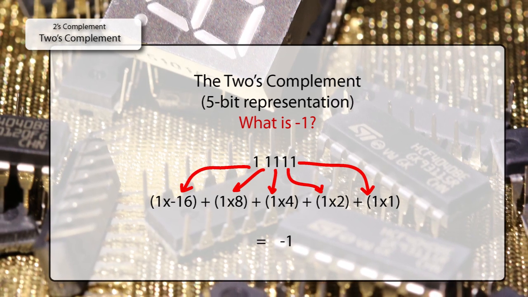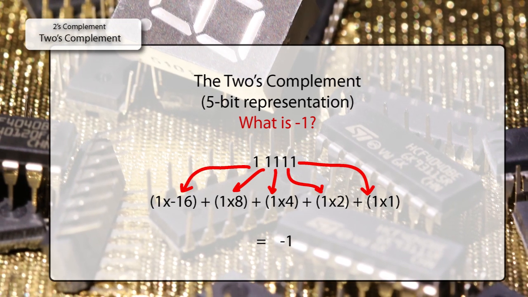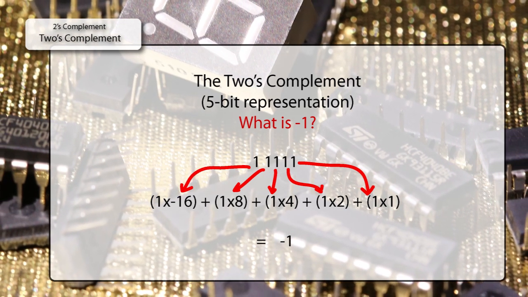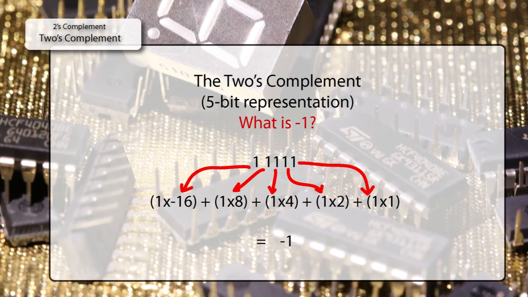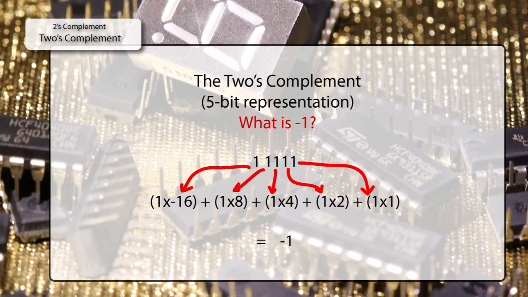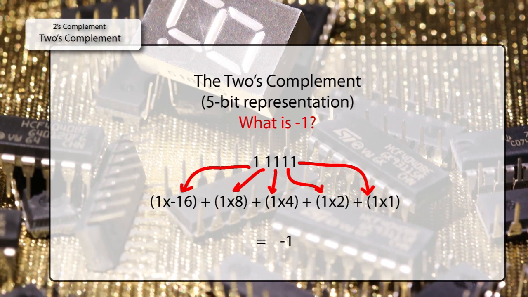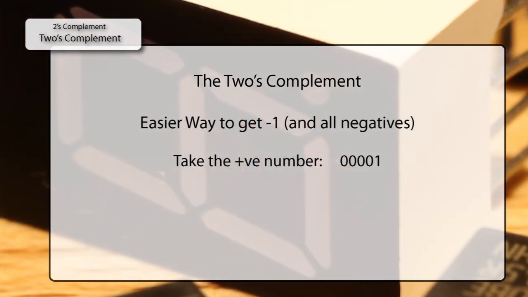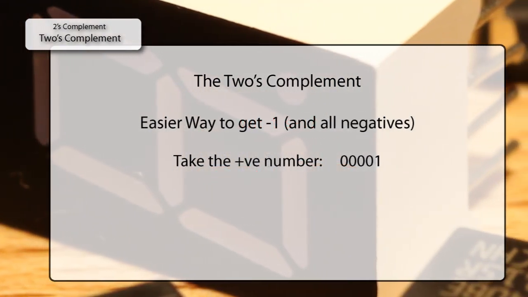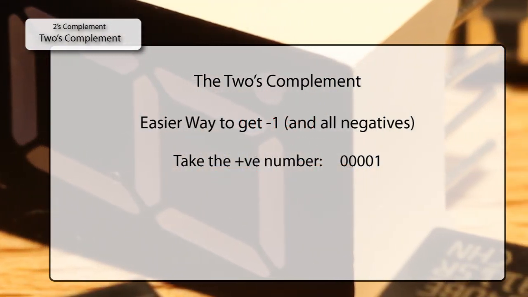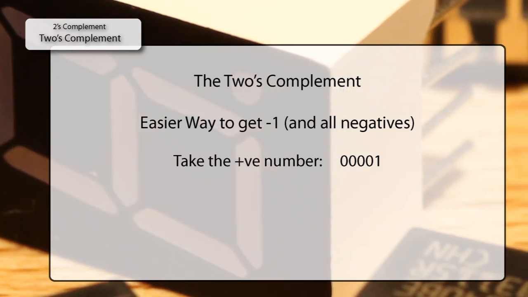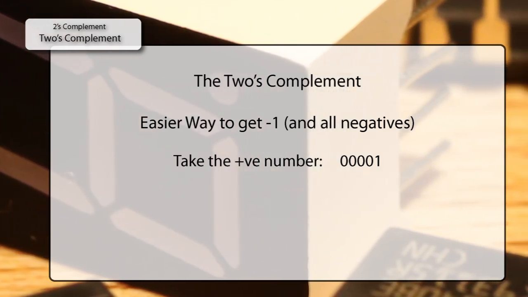If this is your first time to see this, you are probably worried that this is much too complex a representation to do something simple like represent negative numbers. But please bear with it, as there are some really good advantages of this system. The good news is that there is a much easier way to calculate the representation of minus 1, and it is to very simply invert all of the bits and add 1.